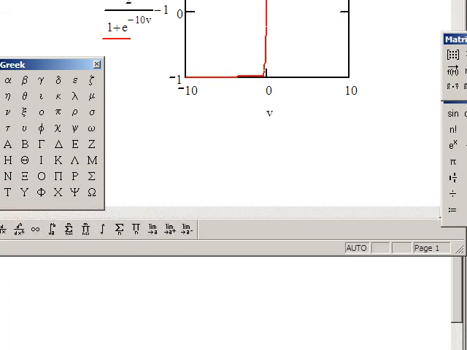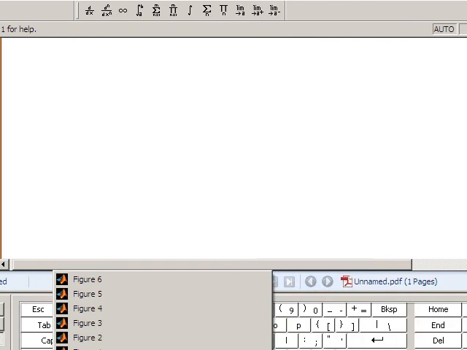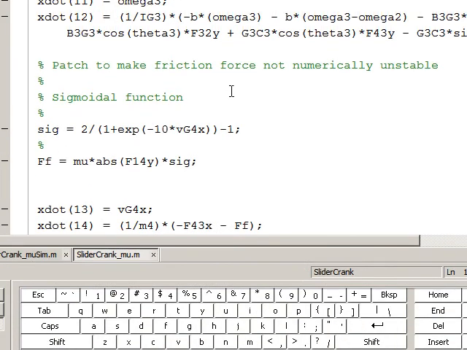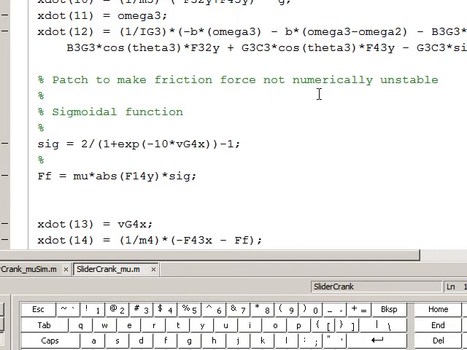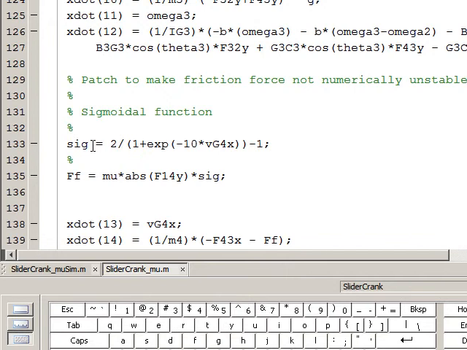If I go back to the Matlab code, here's my patch to make the friction force not numerically unstable. I define the sigmoidal function, 2 over 1 plus e to the minus 10v, minus 1. What v am I interested in? I'm interested in the velocity of the block, which is vg4x. So this function goes from minus 1 to 1.